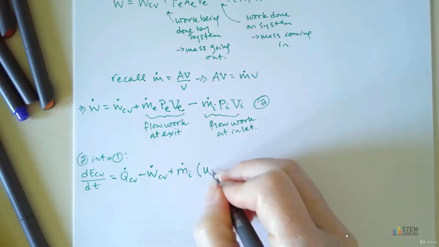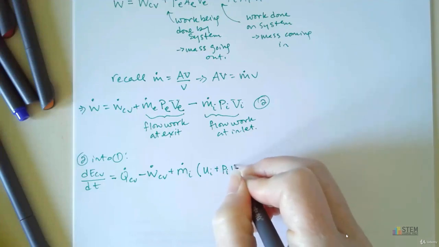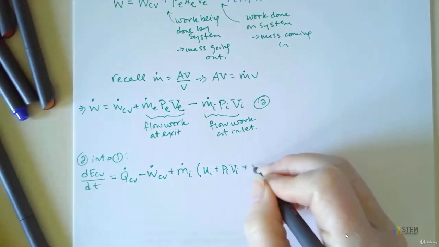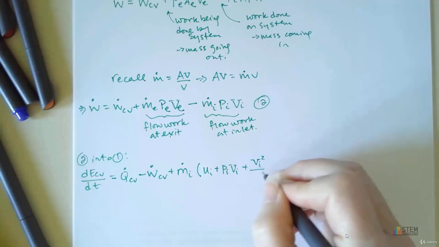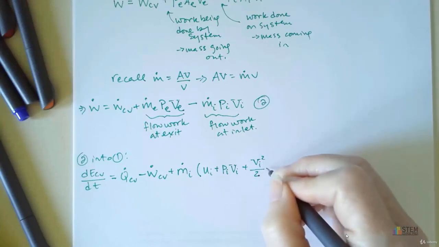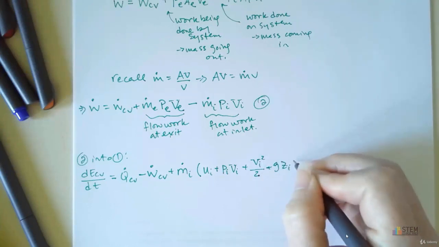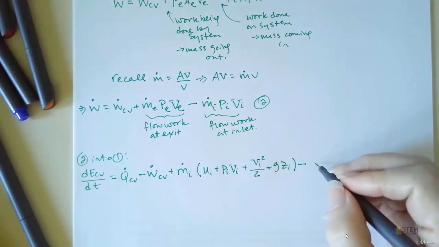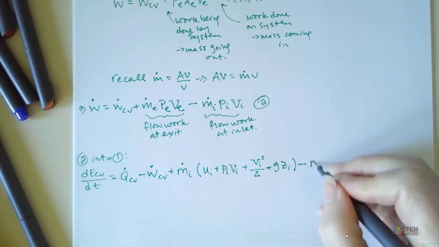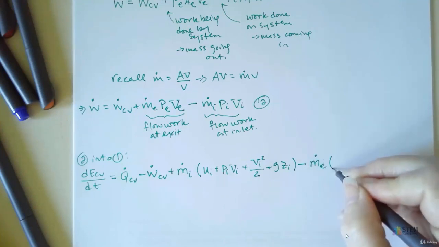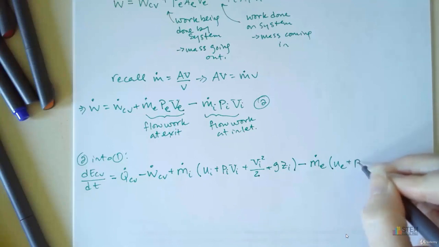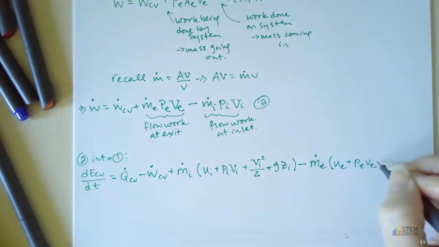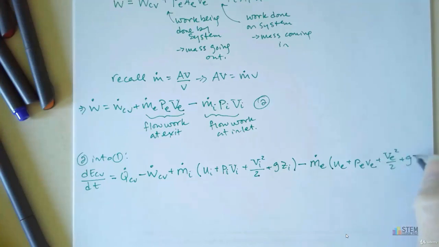Now in the parentheses, we're going to expand things out here. We're going to have UI plus PI vI plus capital VI squared over 2. Remember that's velocity, plus g ZI, and then subtract this same thing but with the E subscript for the exit. So we'll have ME dot times UE plus PE vE plus capital VE squared over 2 plus g times ZE. Now you get that.